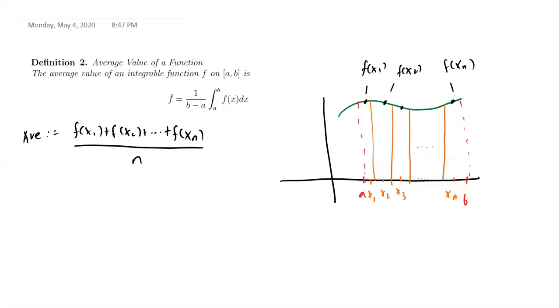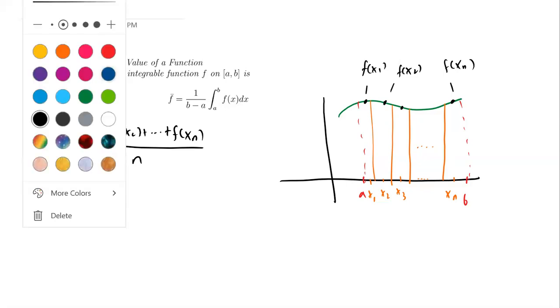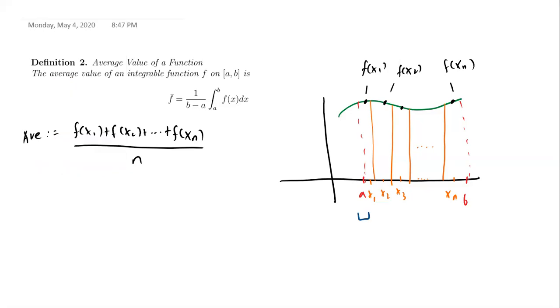Now, let's assume that all of these subintervals have length delta x, like they usually have. So each of these has length delta x. Of course, our delta x is always just the length of the interval divided by how many subintervals we have. So in this case, it would be (b minus a) over n.